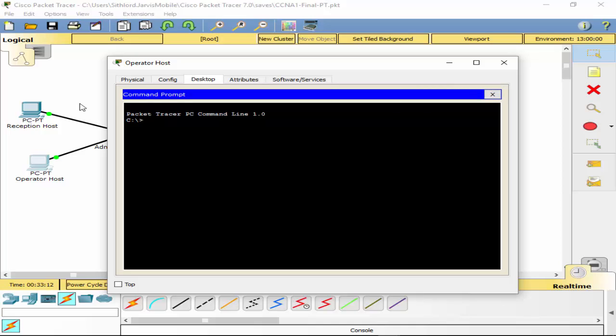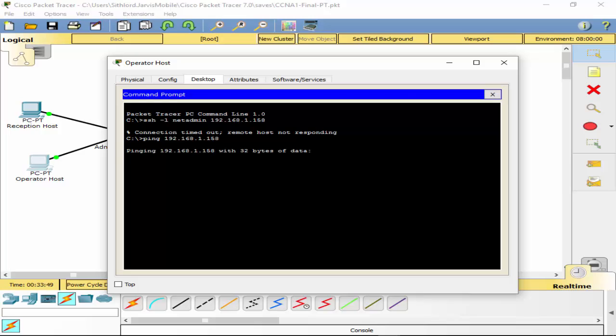I'm not going to do it that way. Alright, so we'll just do it the same way. SSH -l netadmin 192.168.1. We'll do the other one now. What was it? No, we did 126. So we have 126, and what was our other device? I can't remember. 158. So we'll try the other side. Uh-oh. Ping 192.168.1.158.